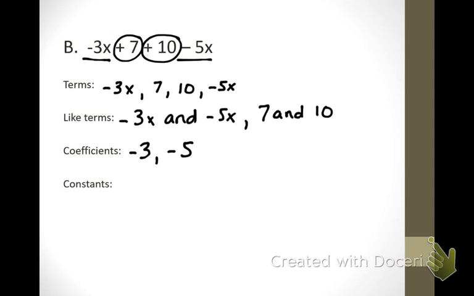All right, the last one, a constant. Guys, what is a constant? A number that stands alone, the one number that's not attached to anything else. Brody, what are my constants? 7 and 10. 7 and 10 is correct. You guys kind of understanding how to find those different things? Yeah. All right, let's go on to the next one.